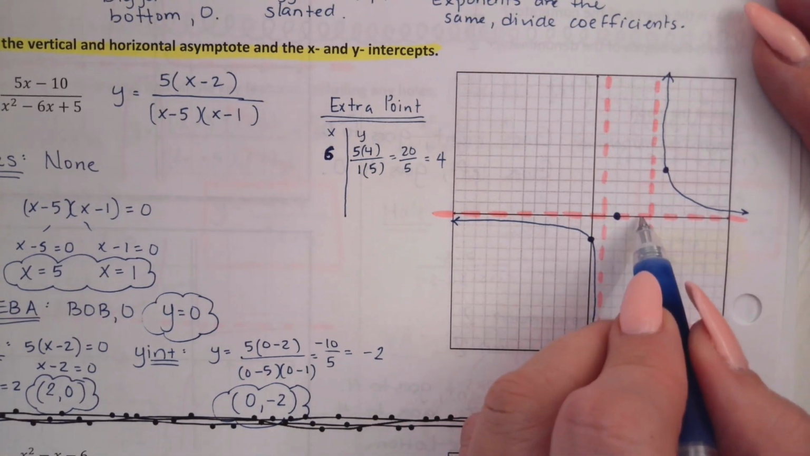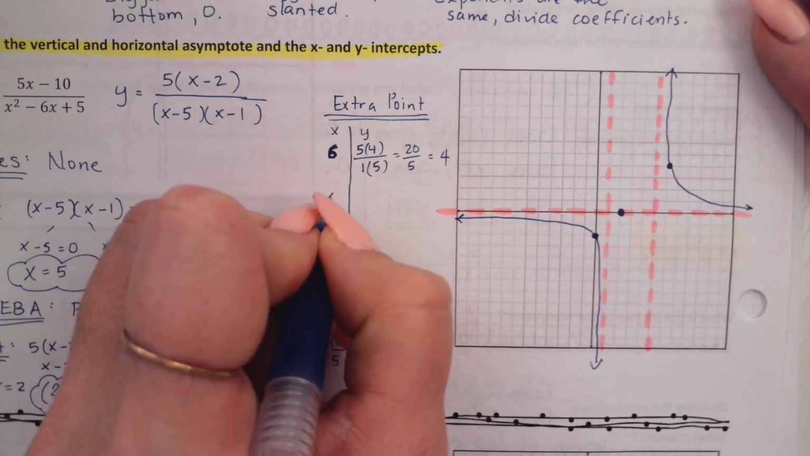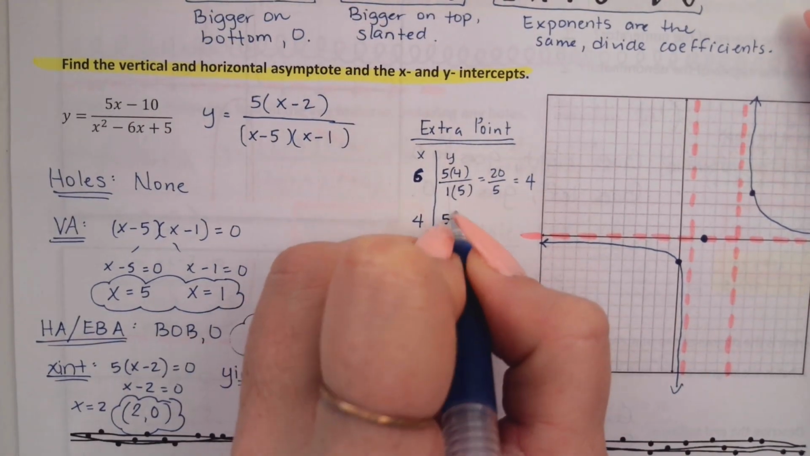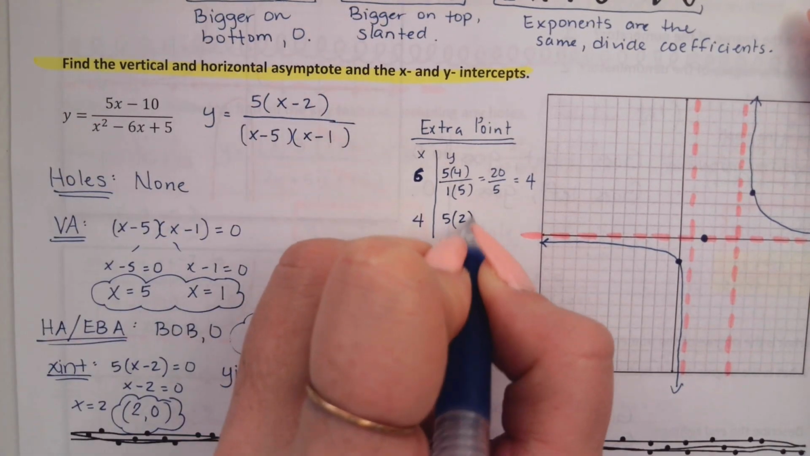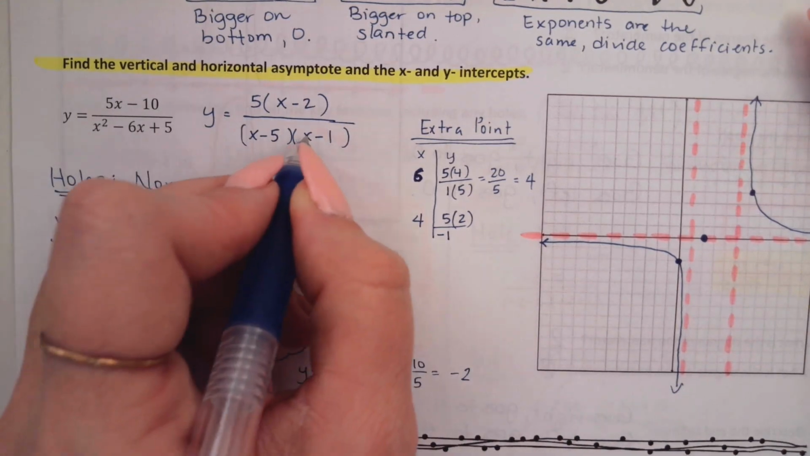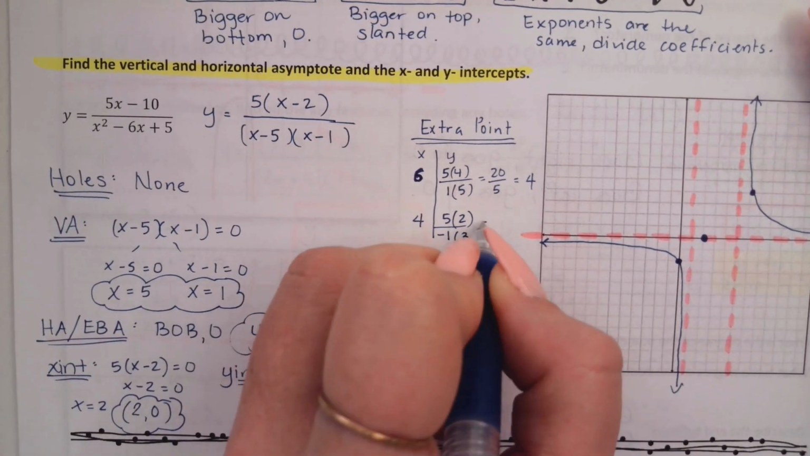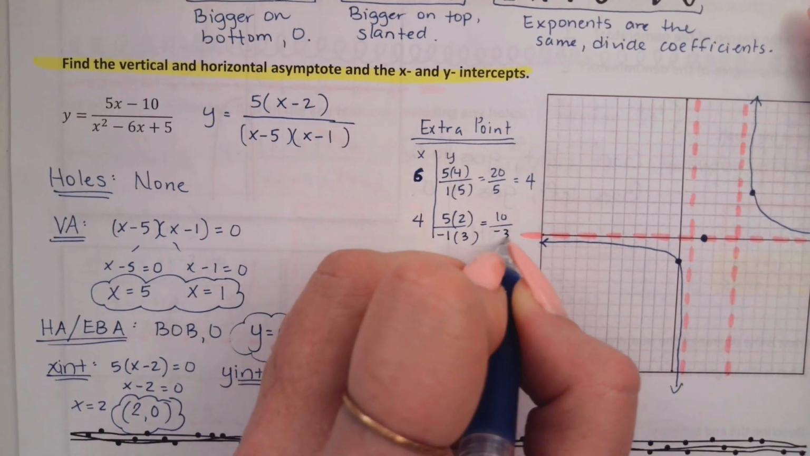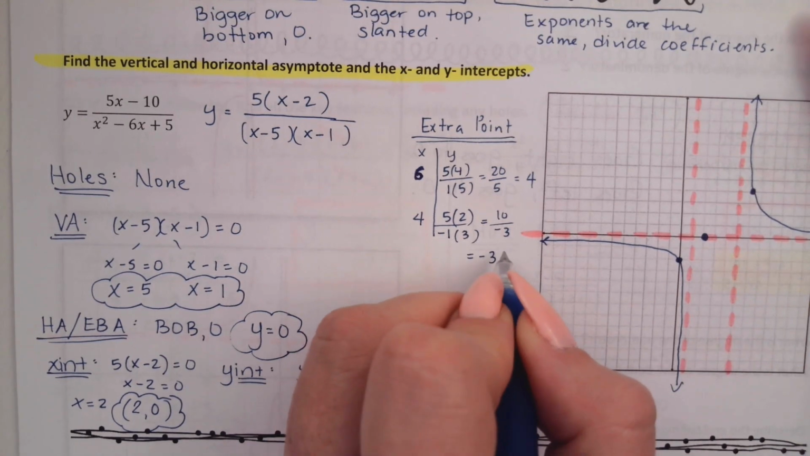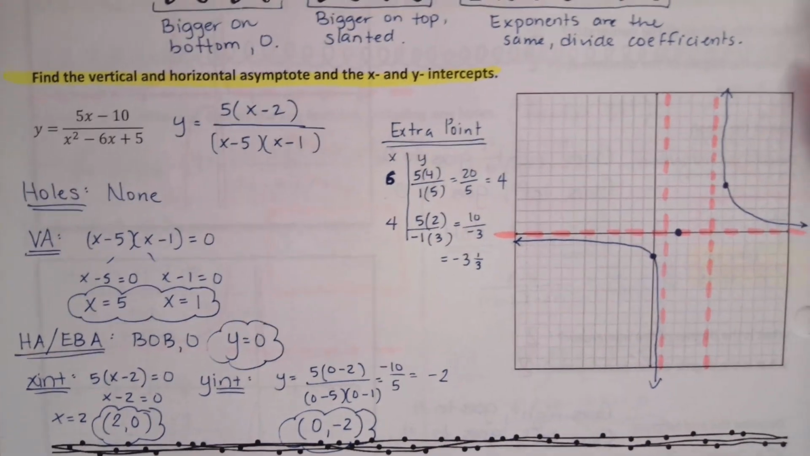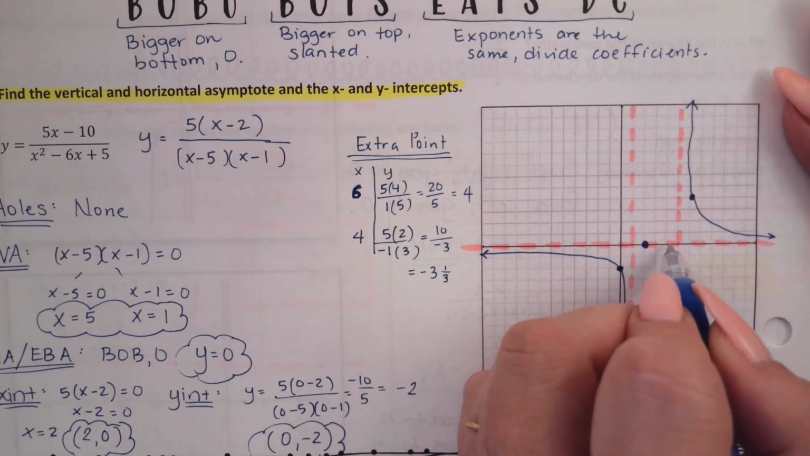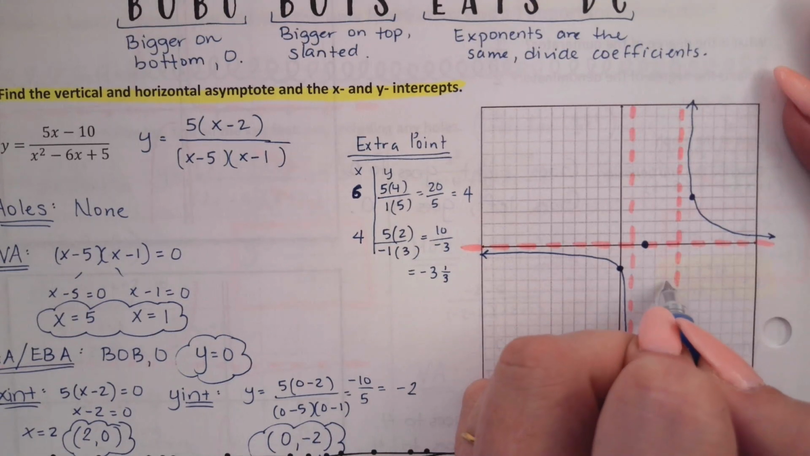One more point. What should I plug in between here? 3. Maybe 4. 4 would be a little further. I'm going to do 4. We could do 3. It doesn't matter. Okay. 5 times, and then 4 minus 2 would be a 2. 4 minus 5 would be a -1 on the bottom. 4 minus 1 would be a 3 on the bottom. So that's 10 over -3. Is that what y'all got? Yep. Which is -3 and a third, if you're trying to think where to graph that. So (4, -3 and a third): 1, 2, 3, 4, and down 1, 2, 3 and a third.